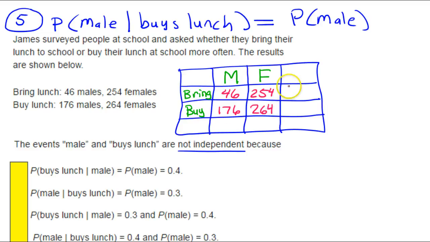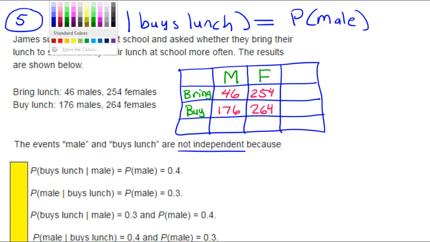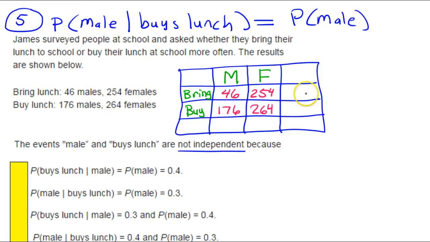Alright, I think the table is very helpful. Now I left these other columns and rows for the totals. So we'll just put the totals here. I'm just going to put T for total and T for total. Alright, total number of males, 222. Total number of females, 518.